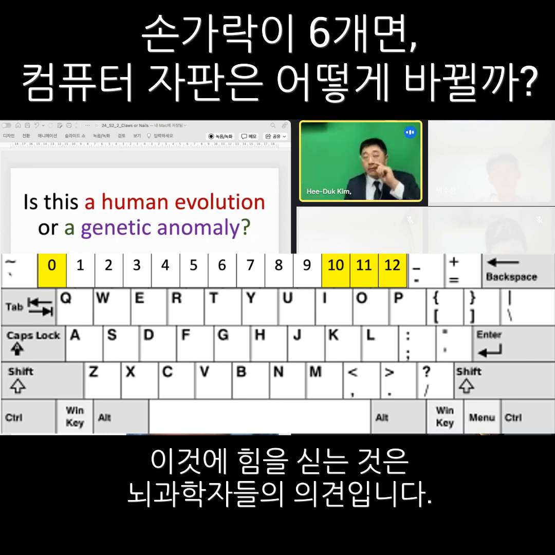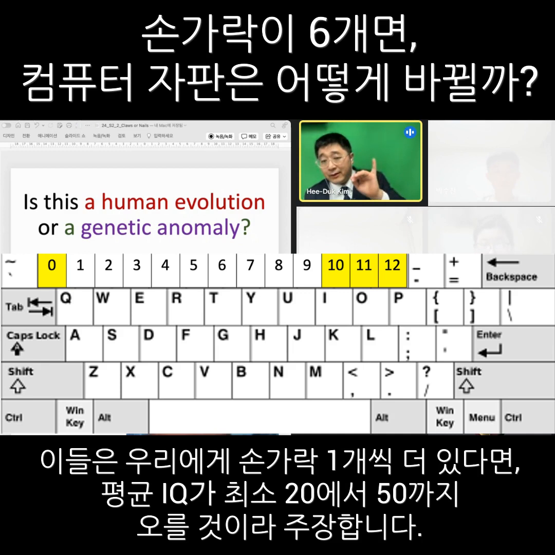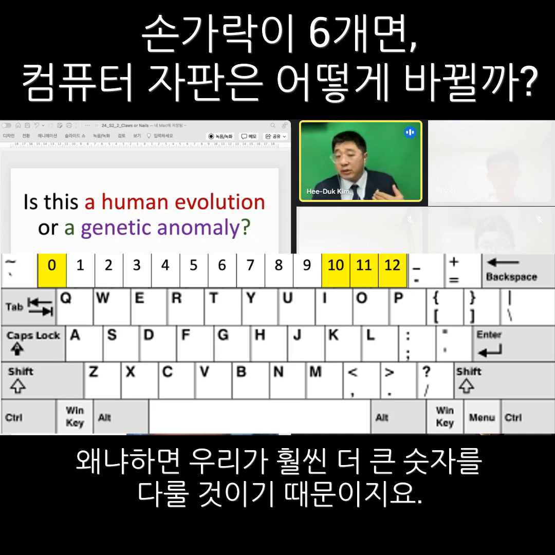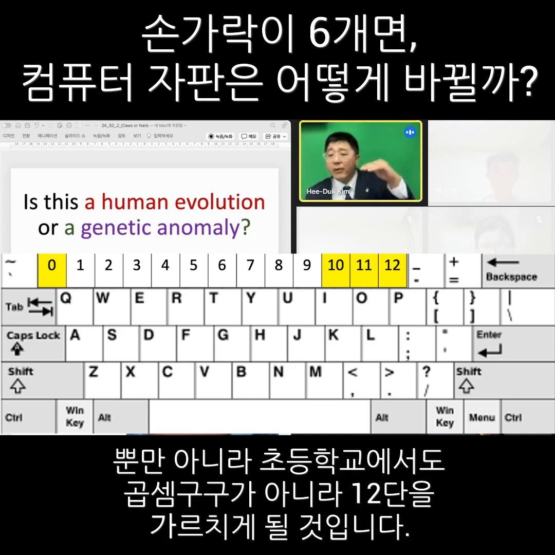And to back that up, scientists, brain scientists, neurologists say that if we have 6 fingers, our IQ should rise at least by 20 to 50 points because we'll be used to dealing with much bigger numbers. And in grade school, we are not going to stop at the times 9 table. We are going to go up to the times 12 table.